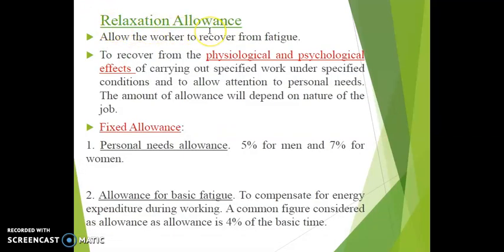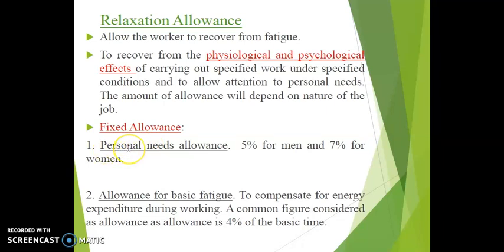Now relaxation allowance. This allowance is calculated so as to allow the worker to recover from the fatigue. We know that the workers are subjected to constant fatigue. So to recover from the physiological and psychological effects of carrying out specified work under specified conditions and to allow attention to personal needs, this amount of allowance will depend on the nature of the job. So relaxation allowances are of two types: fixed allowance and variable allowance.